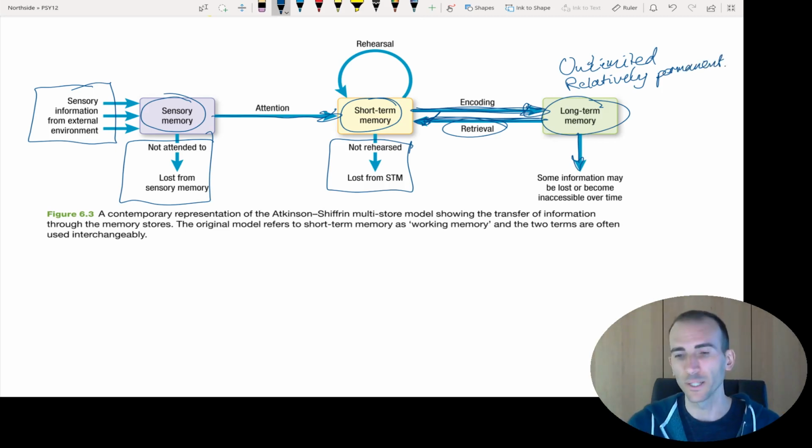Relatively permanent. So the duration of long-term memory is relatively permanent. It can last a lifetime, and the capacity is unlimited. You can store a huge amount of information in there. Going back to short-term memory.